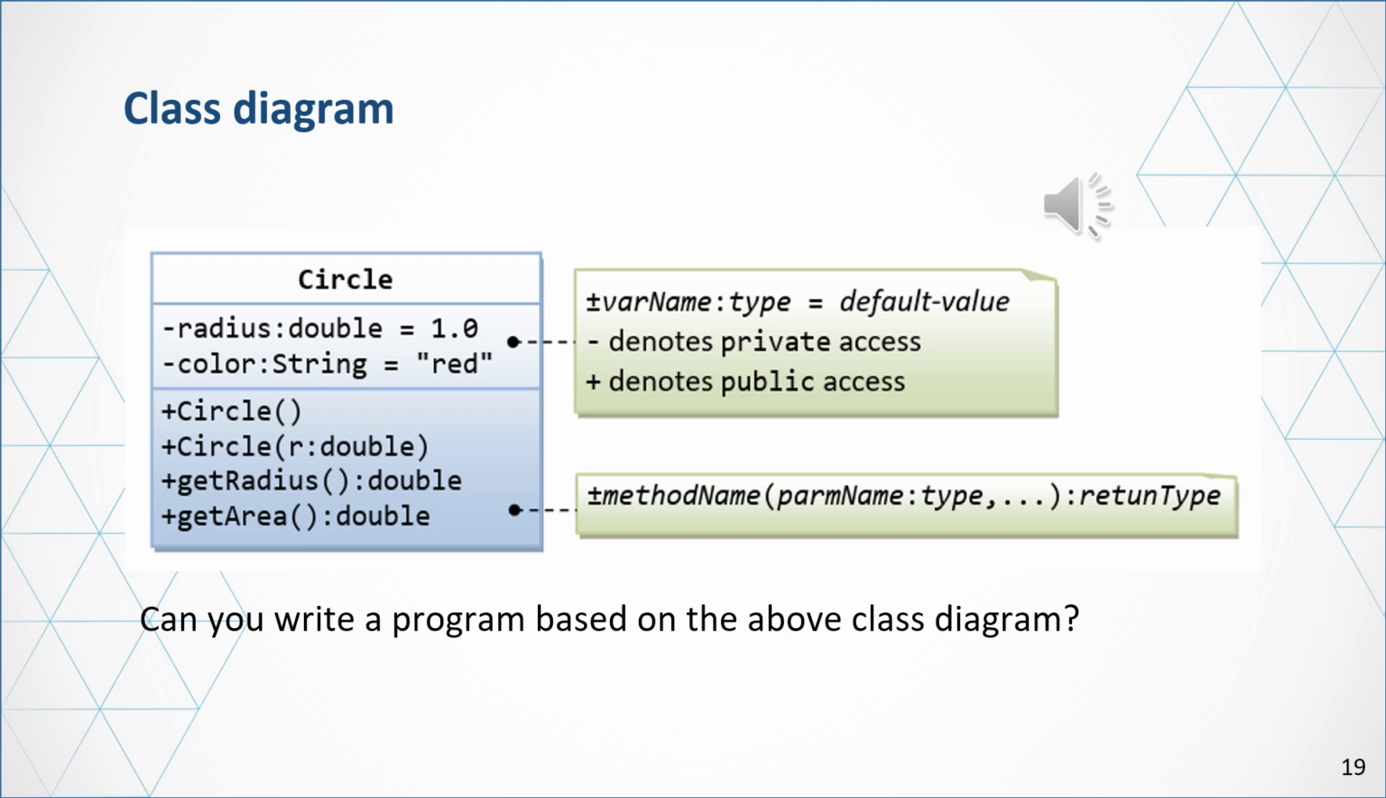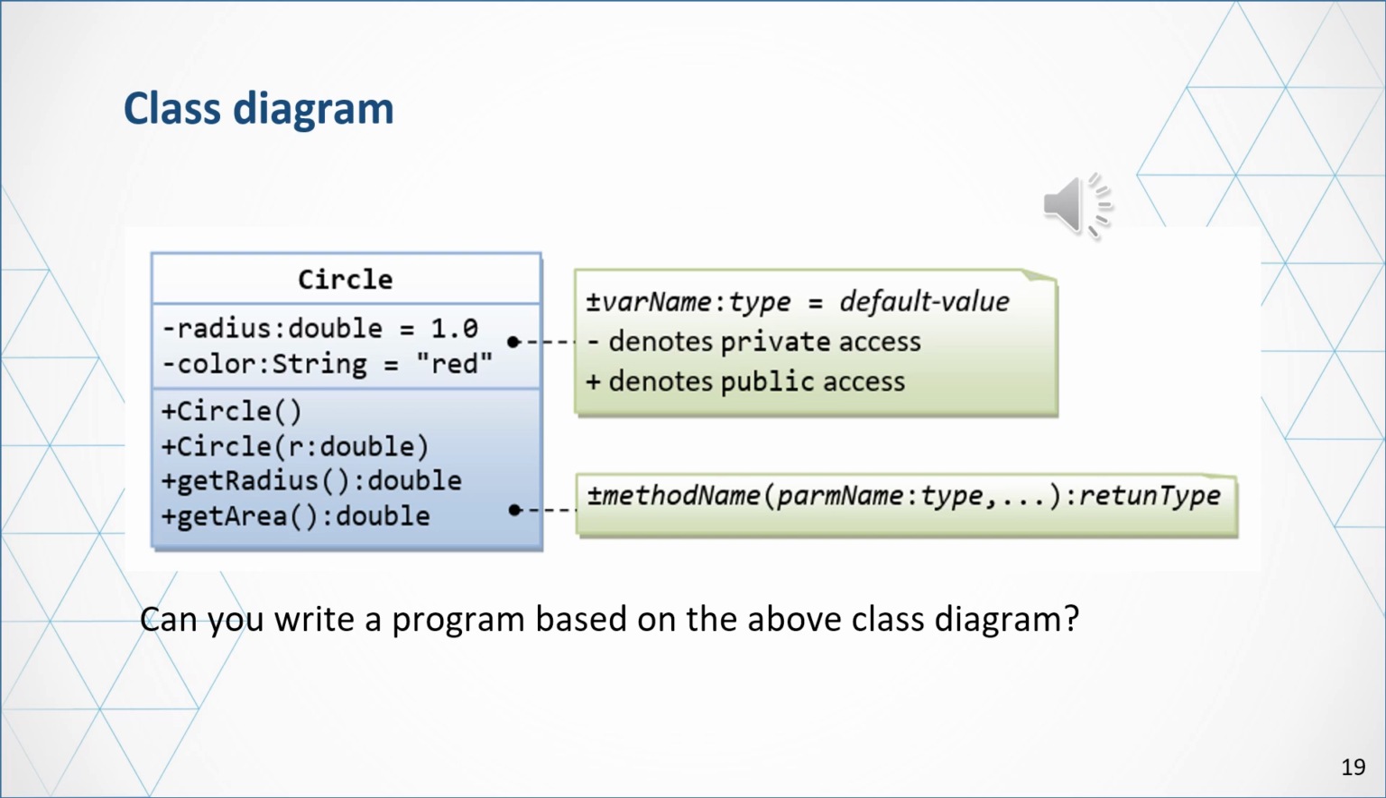Class diagrams are essential tools in object-oriented design. They provide a visual representation of the classes in your system and how they relate to each other. Think of them as blueprints for your code. A class is depicted as a rectangle, containing its name, attributes, and methods. As you can see in the example diagram, the class is named Circle.